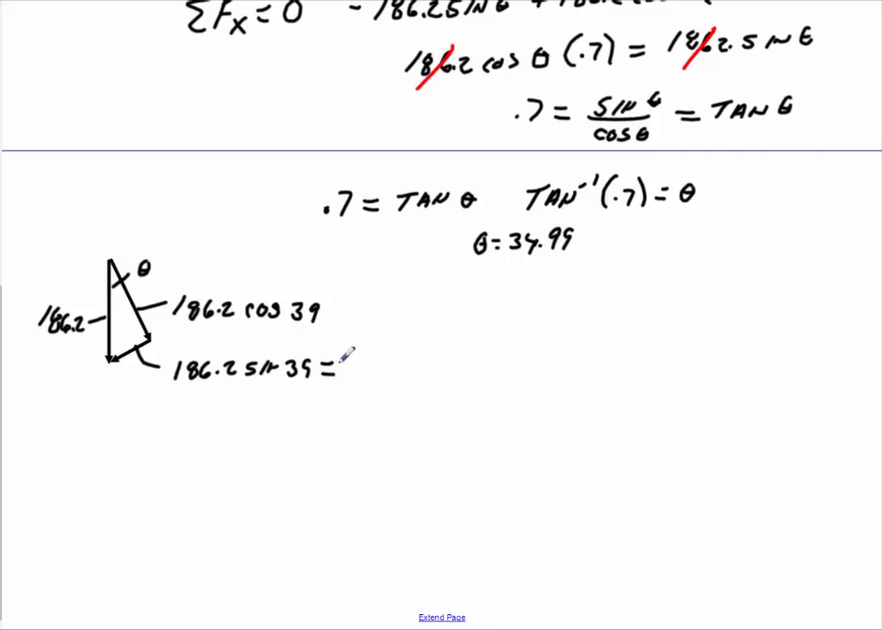So this problem is really pretty easy. We'll take 186.2 times the sine of 39. This gives me 117.18. Run this number here, 186.2 times the cosine of 39, 144.7.